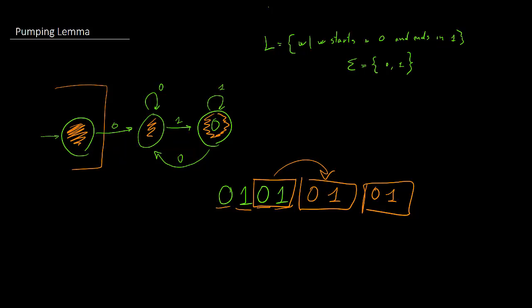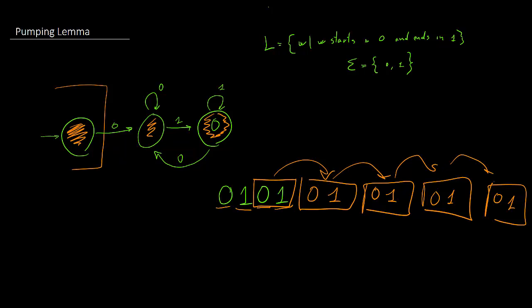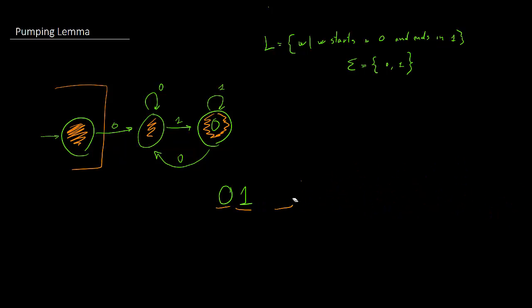This is an accept state, right? So I still get strings in the language. I can do this as many times as I want. I can pump, this is the expression, pump these strings as many times as I want and still get strings in the language. I could also just pump it 0 times and still get something in the language. So this is an example to give you a taste of what the pumping lemma is actually talking about.